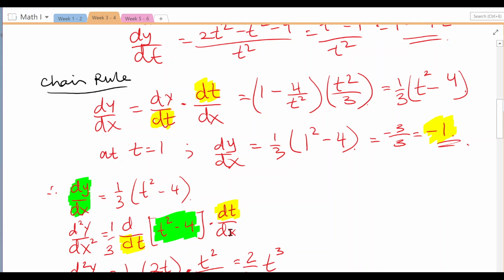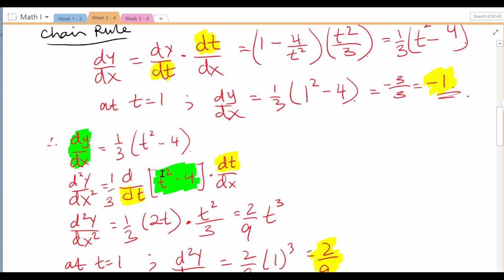So again, the part highlighted in yellow will get cancelled out, and this expression allows us to take the derivative of the things inside the square bracket with respect to t, because the symbol here is t. Because we are taking the derivative of t squared minus 4 with respect to t, we need to cancel this dt with another dt over here, so we get the derivative with respect to x. So dt/dx is known from our previous calculation here, which is t squared over 3.